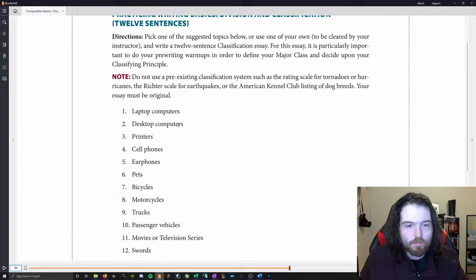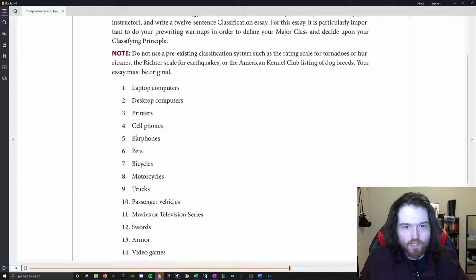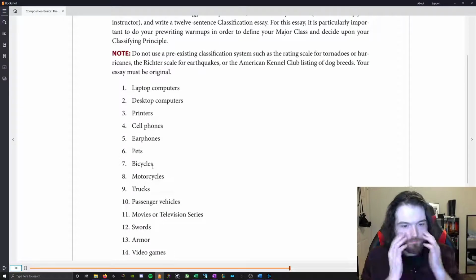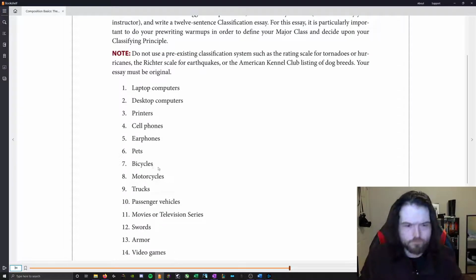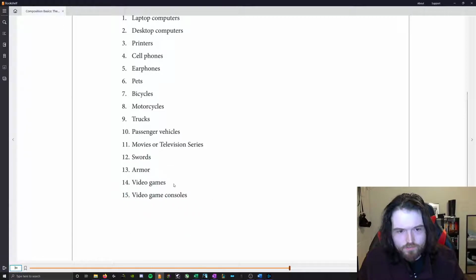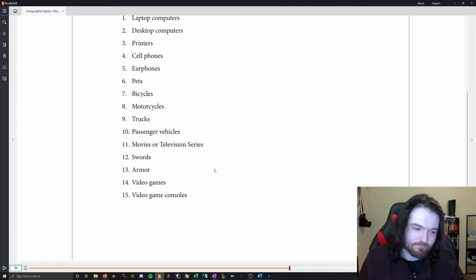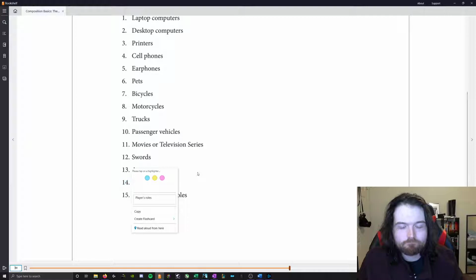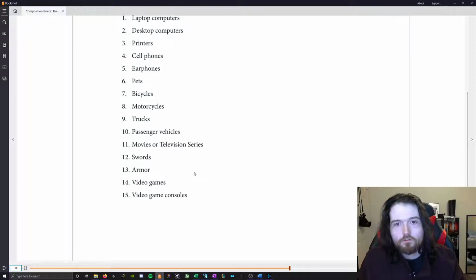It has laptop computers, desktop computers, printers, cell phones, earphones, pets, bicycles, motorcycles, trucks, passenger vehicles, swords, armor. Ooh, swords is a really good one. Video games, video game consoles. So I'm a particularly big fan of video games, as I'm sure you guys have gathered from the rest of the semester. So for video games, you could do first-person shooters, and then you could split it up.